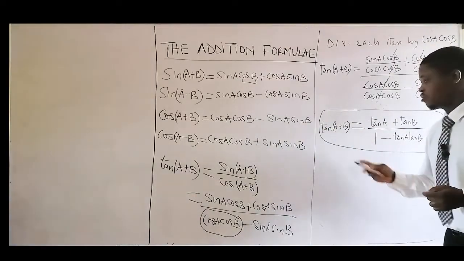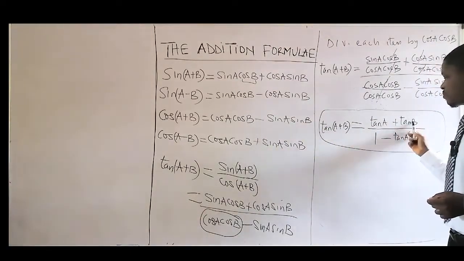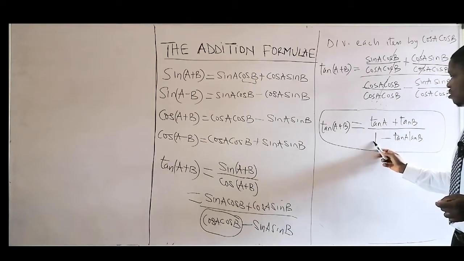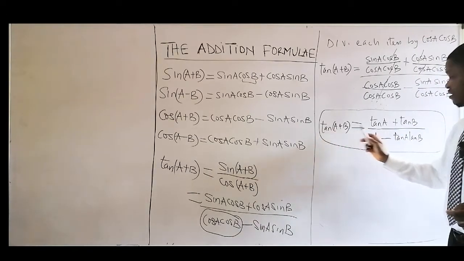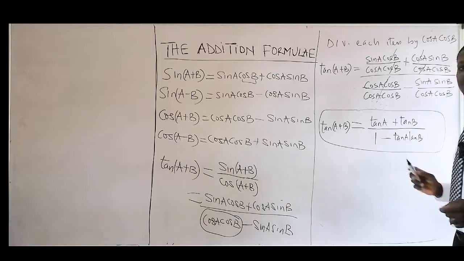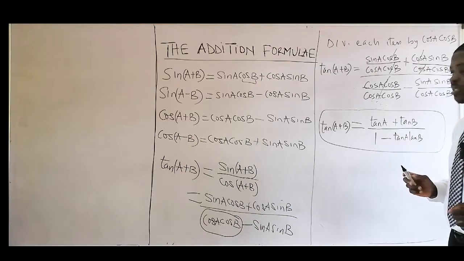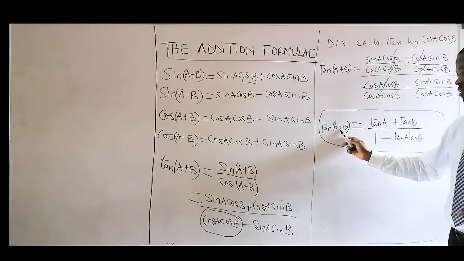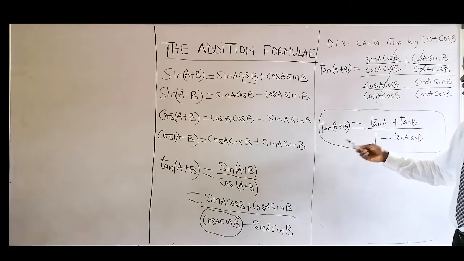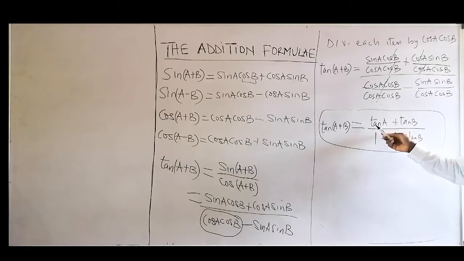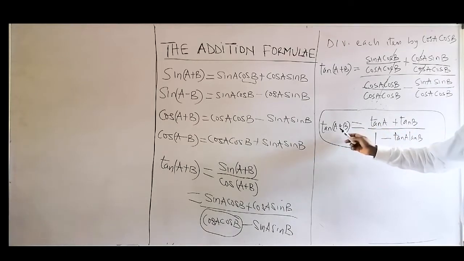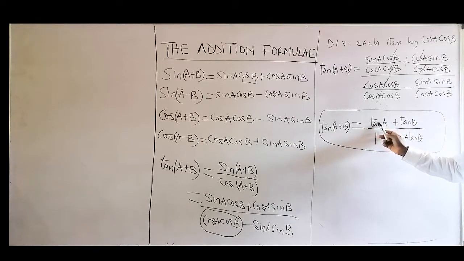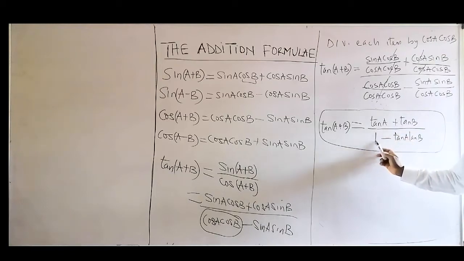Tan A plus B will be tan A plus tan B over 1, and the sign you have here will reverse, that will be minus tan A tan B. So that is that. And if this is minus, let's say you have tan A minus B, it's going to be the same thing also. It will be tan A minus tan B over 1 plus tan A tan B. So that's that on that.